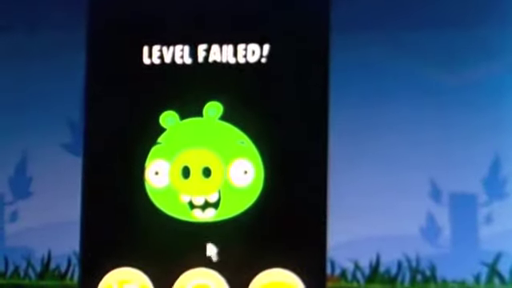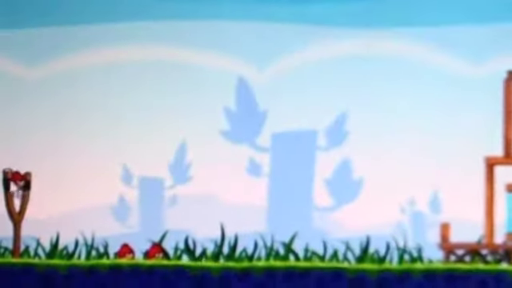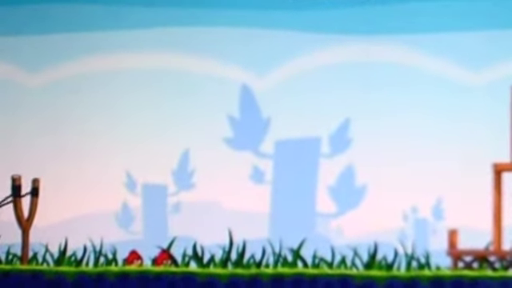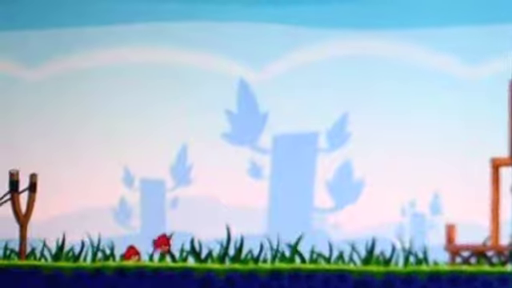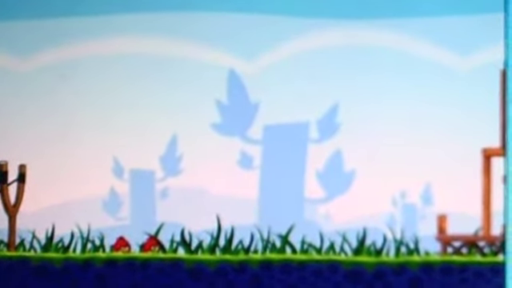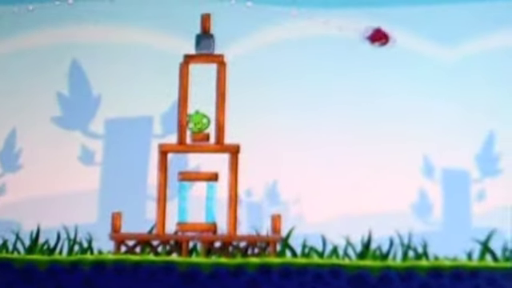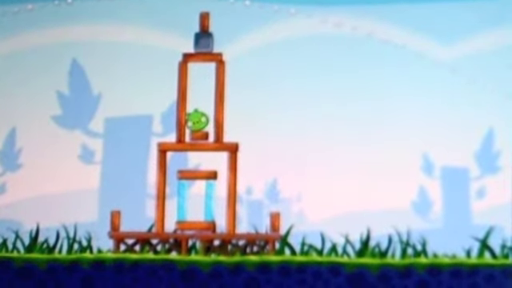Now the level failed. The point of this exercise is to show that some exact point around 45 degrees is when the bird goes flying the farthest. And optimization problems help us find that exact number.